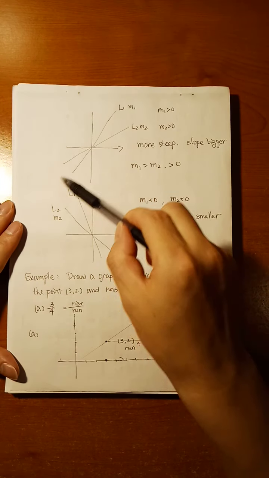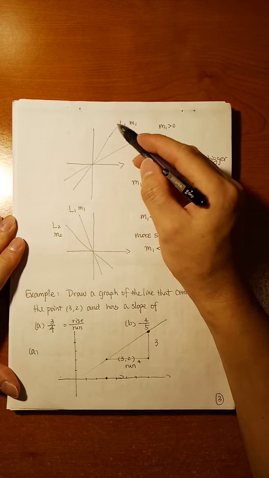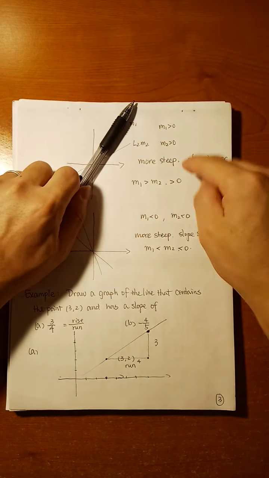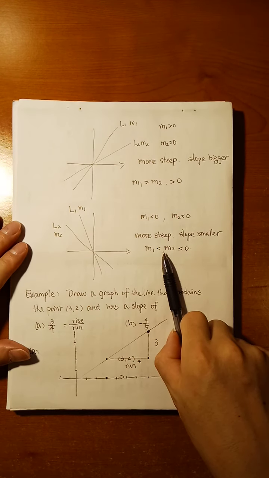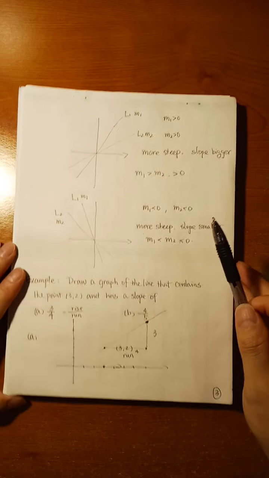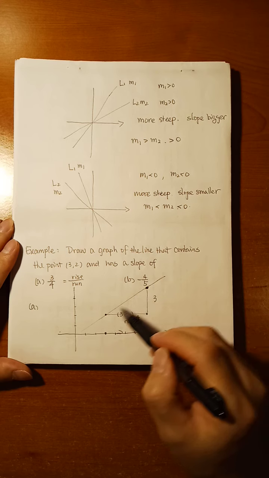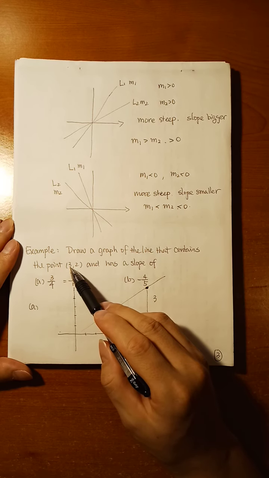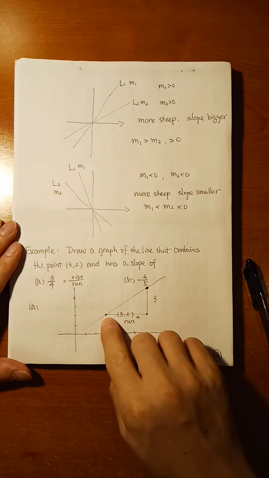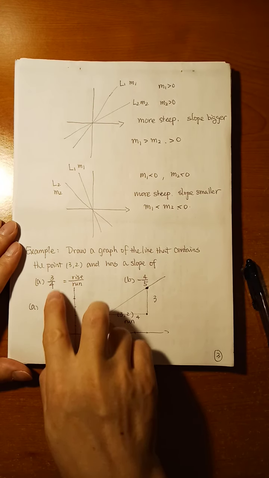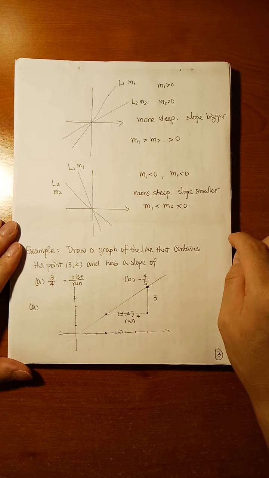And then we get a detailed comparison about the slopes. If it's more steep, slope is bigger for the positive. If it's more steep, the slope is smaller for the negative case. Okay, and then we know how to sketch the line by a given point and the given slope. You have a point, label the point. You use rise over run to determine the second point and use a ruler to connect them.